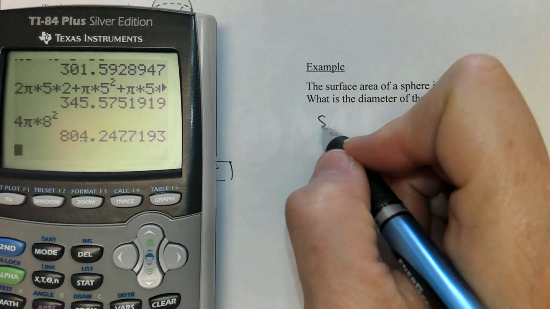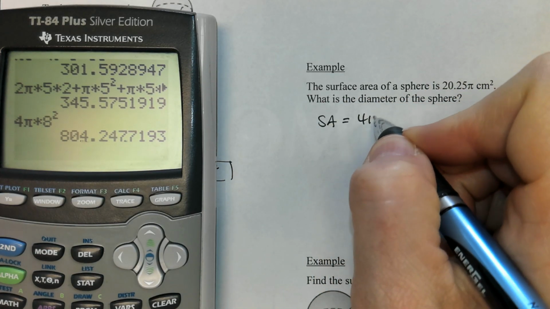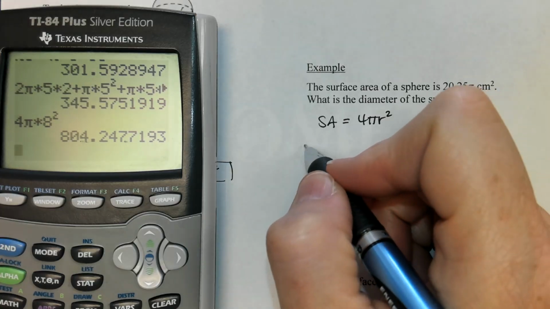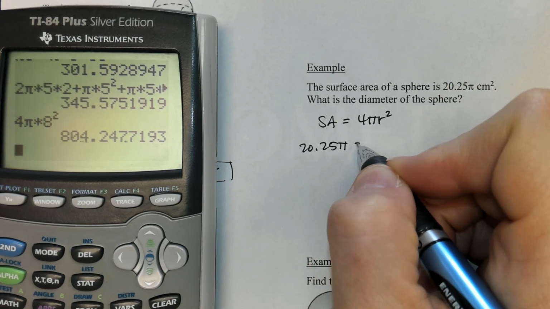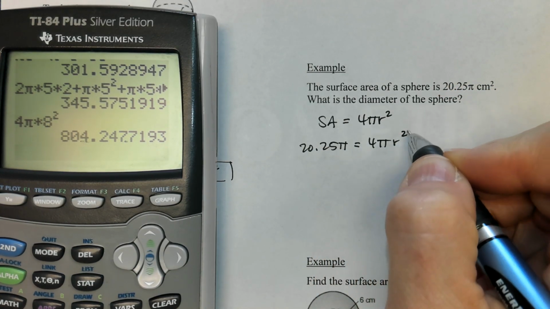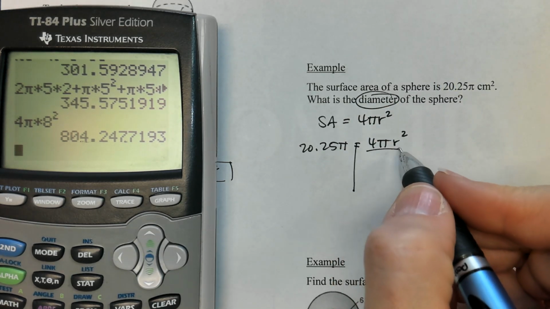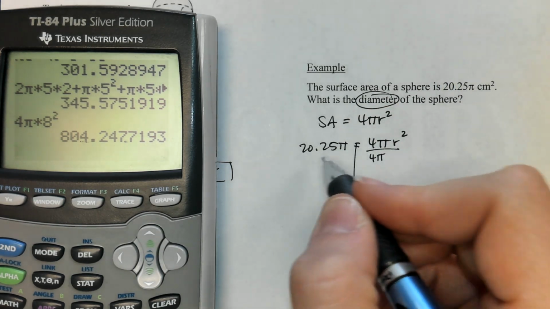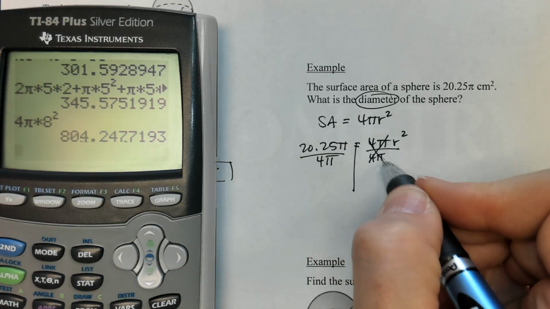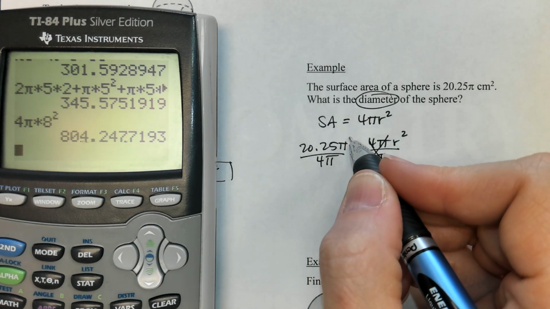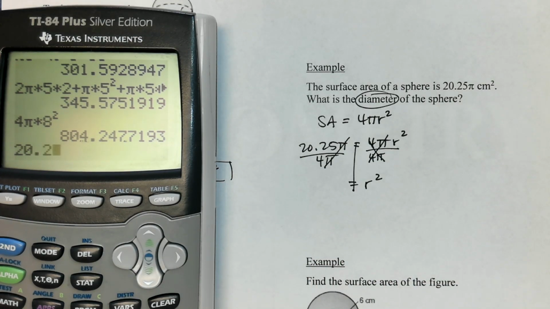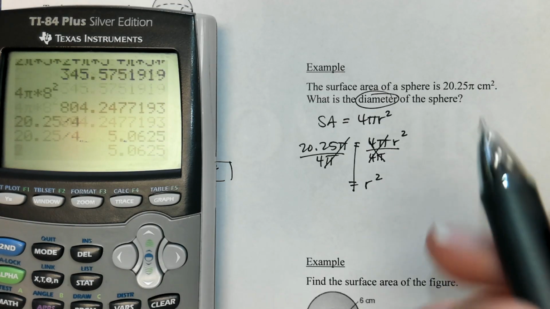The surface area of a sphere is 20.25 pi. What's the diameter? So surface area of a sphere is 4 pi r squared. They told me the surface area, and they want to know what's the diameter. All right, so first job here would be to divide by 4 pi. Get rid of that. What's nice is these pi's actually cancel, so I don't really need to divide them. I just have to divide the 20.25 by 4.